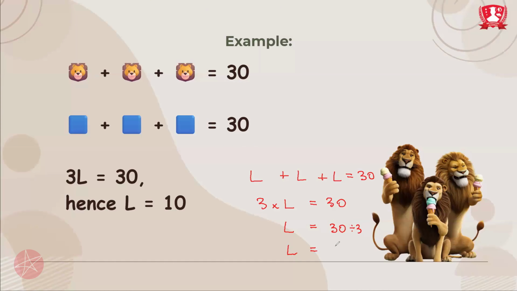And 10. So this is basically what algebra is. It's moving on from pictures to letters or symbols, just to make our working a little bit faster. So it means that L, the number of ice creams that each lion had, was simply 10. So far, what have we discussed? We've discussed the part whole model and the unit model, and now we're moving on to algebra equations, right?